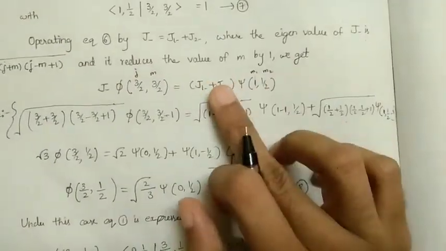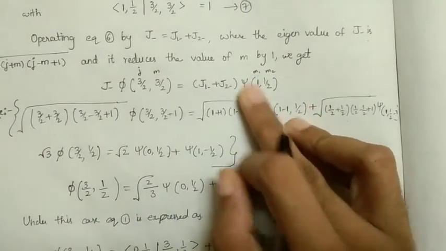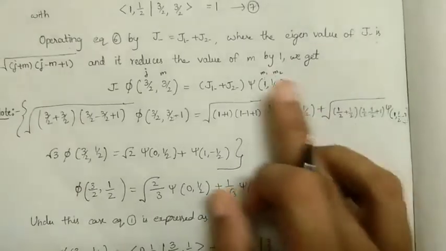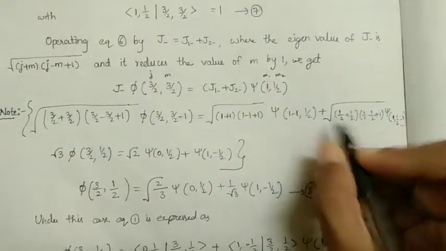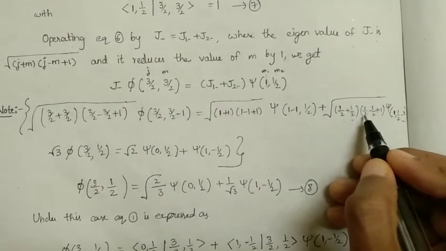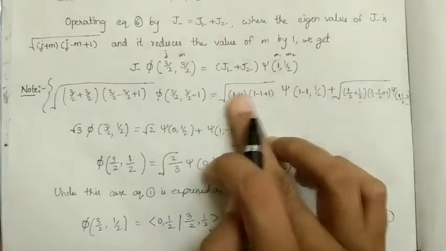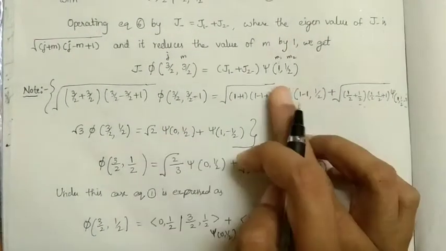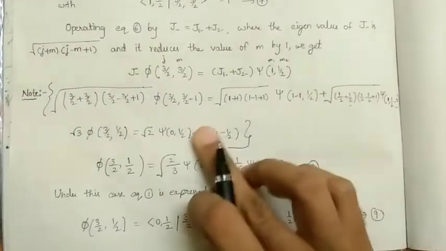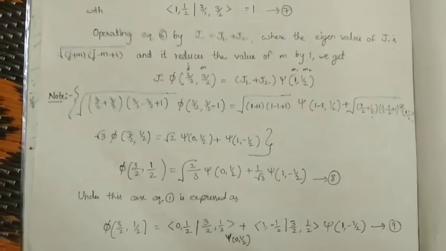And next thing is j2 minus operating on this wave function. So it would reduce the value of m2. It would not do anything with m1. So psi of 1 comma half minus 1. And here as we know j2 is half, m2 is also half, so half plus half, and j2 minus m2 plus 1, half minus half plus 1. So if we solve it, 1 plus 1 is 2, 1 minus 1 plus 1 is 1, root 2, and 1 minus 1 is 0 comma half. And here half plus half is 1, half minus half plus 1 gives 1, so overall you would have 1. So 1 comma, plus psi of 1 comma minus half.